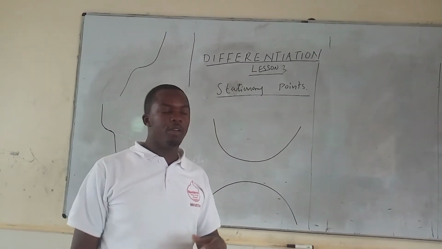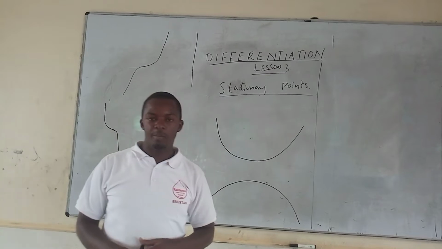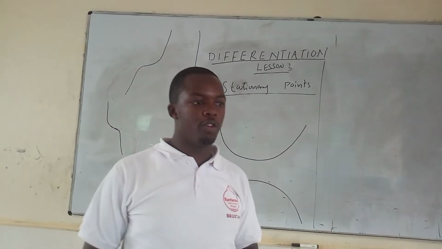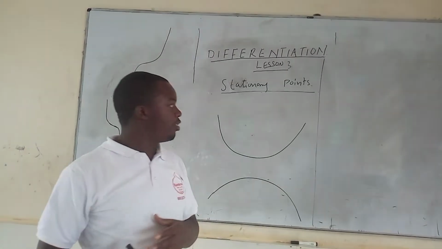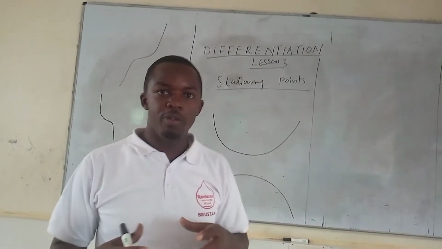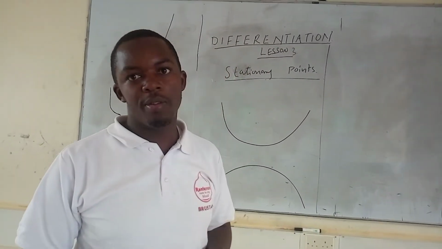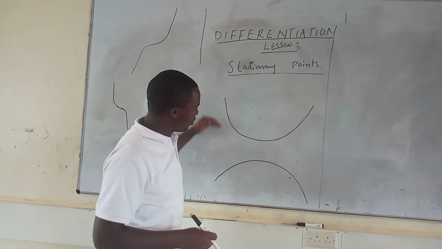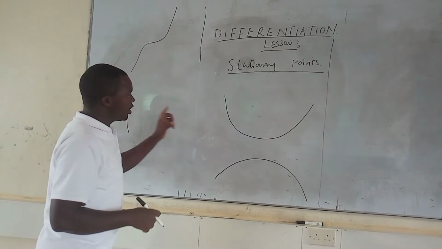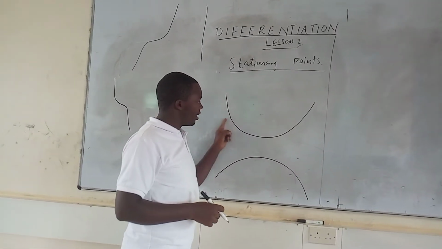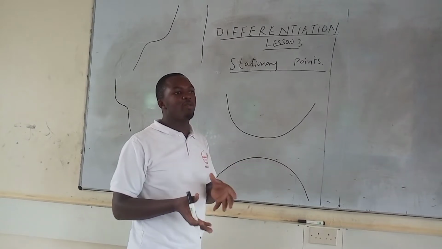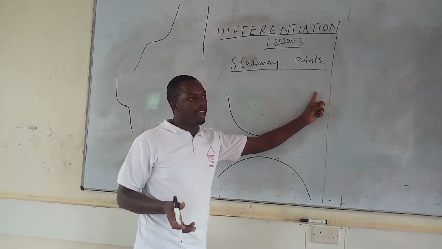Today we are going to deal with stationary points, and the first thing we are going to learn is what you call stationary points. Stationary points are actually the turning points of curves. If you look at the board, I have drawn quite a number of graphs, and each graph, for example this one, is turning at this point. This is a stationary point. It's actually a turning point of this curve.